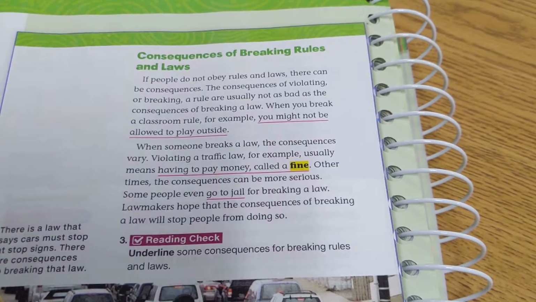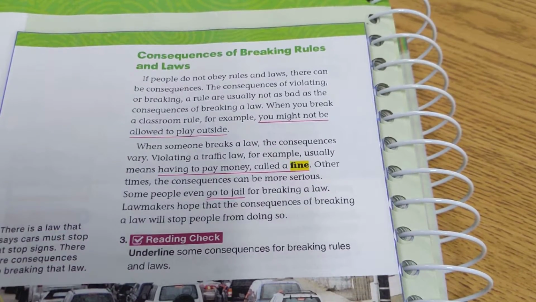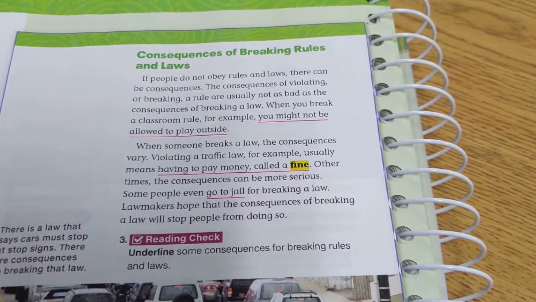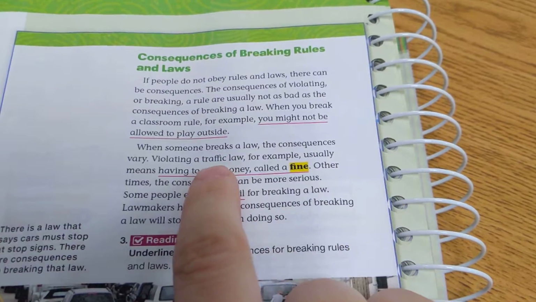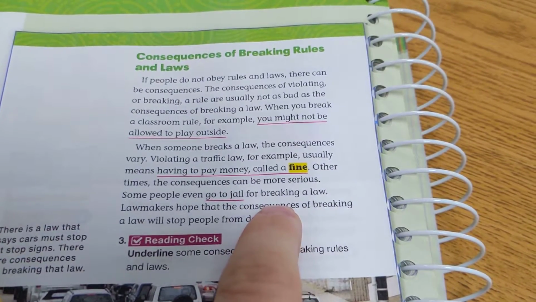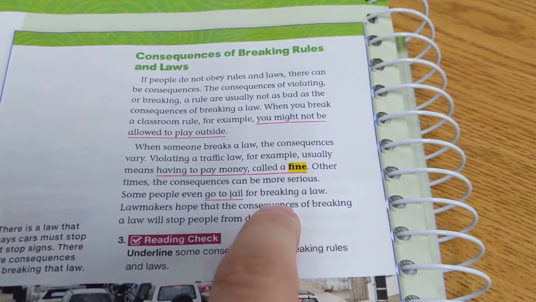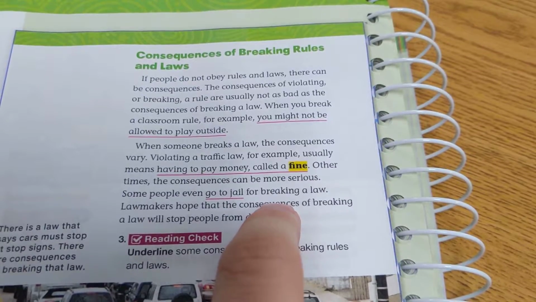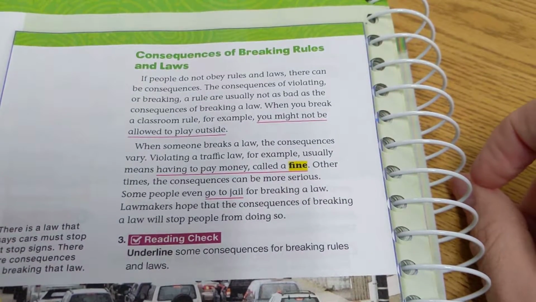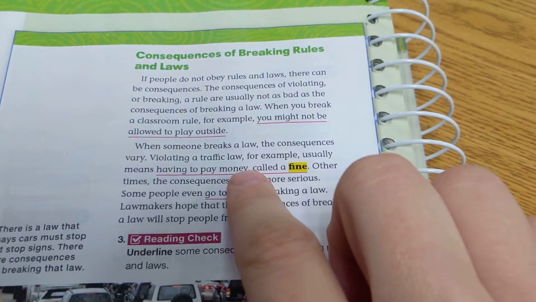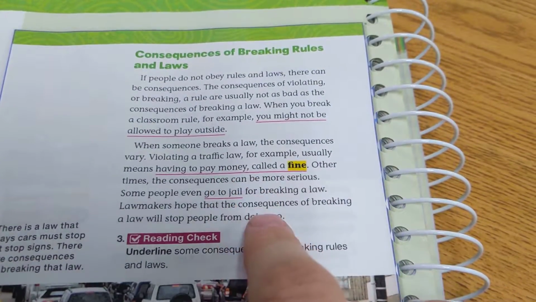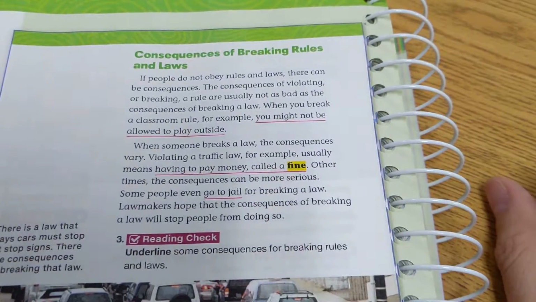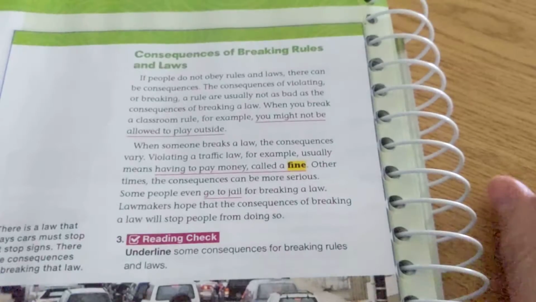Other times, the consequences can be more serious. Some people even go to jail for breaking a law. Lawmakers hope that the consequences of breaking a law will stop people from doing so. So, when it comes to violating a traffic law, if you're driving recklessly, like let's say the speed limit in a school area is 25 and you're going 80, that's to the point where it's not just that you were going a little over and need a fine. You could have put kids in danger and killed somebody. So then there might be a bigger consequence, like going to jail or something like that.